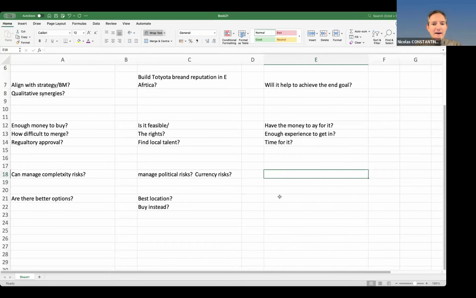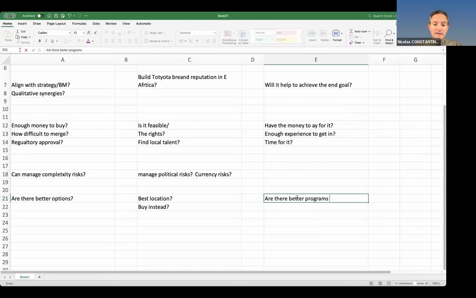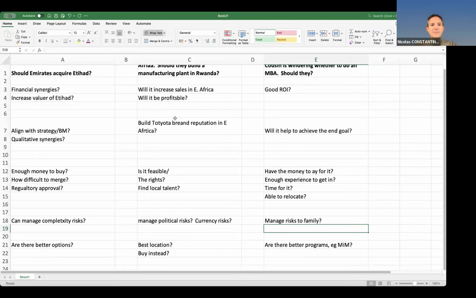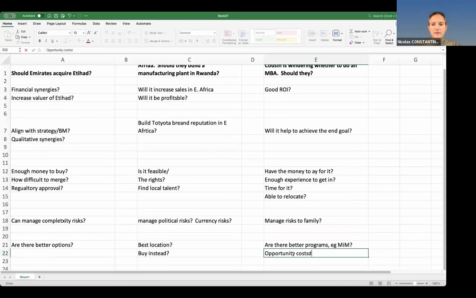Are there better programs? Better programs meaning, e.g., a MIM. Are you able to relocate? And then, let's say your cousin is married. Can you manage risks to family? Because either family comes with and then they get dislocated, or they don't come with and then you get separated. So there's risks. Okay, let me stop here. Opportunity costs, very good. What are the opportunity costs? Good.